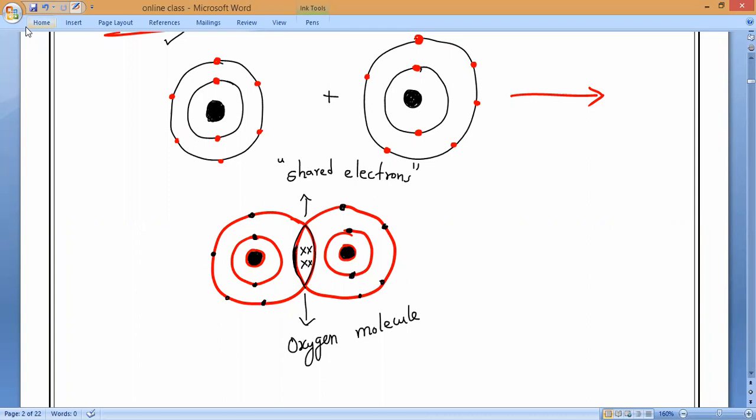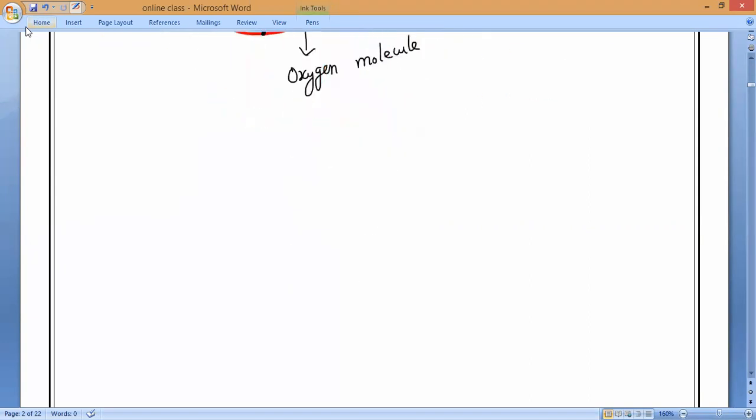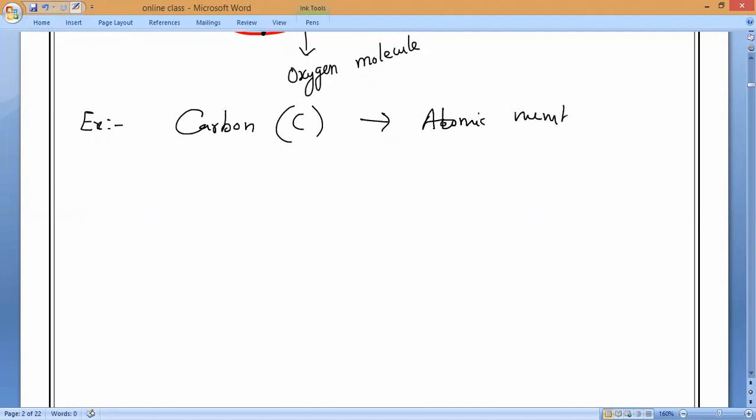Now, consider an element which has 4 electrons in its valence shell, for example, carbon. All of you observe very carefully. What is the atomic number of carbon? Fastly, everybody. Carbon atomic number is 6. Electronic configuration? 2,4. Clear?